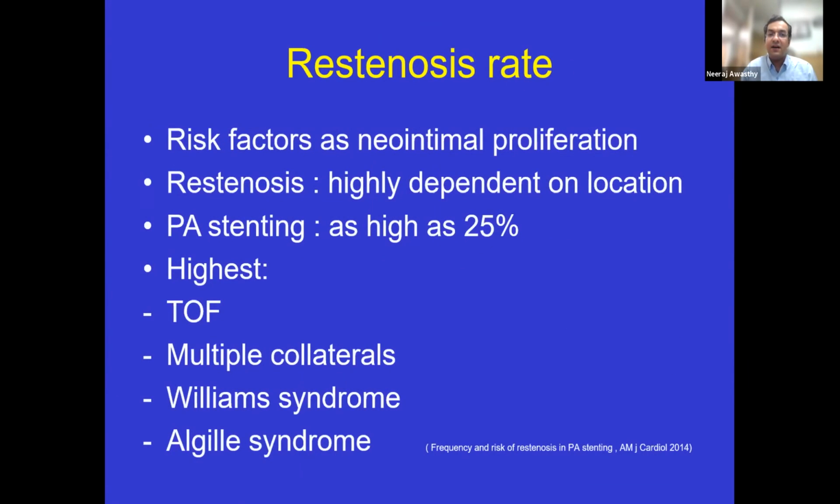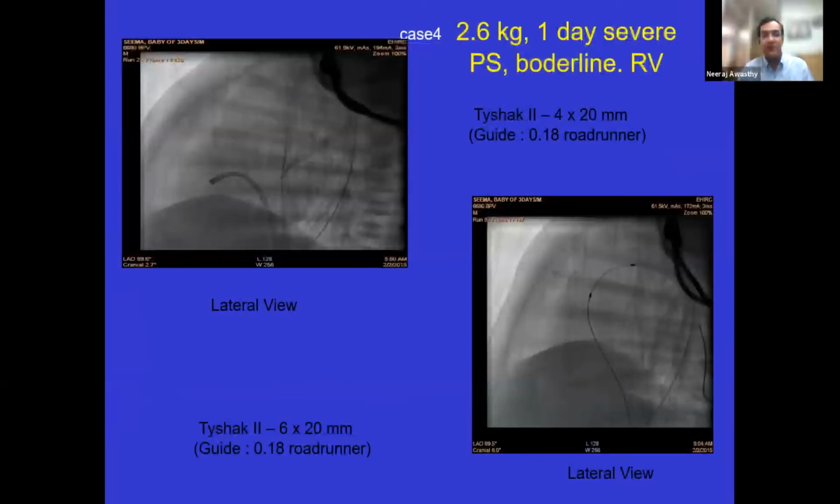Restenosis rate. Well, restenosis in larger stents is pretty rare, but it is now common with so many patients undergoing stent implantations. It is highly dependent on the location, and is particularly high in pulmonary artery stenting, to the tune of 25%. High rates are seen in subsets such as tetralogies with unifocalizations done in multiple collaterals, in Williams syndrome or Alagille syndrome. Just to look at restenosis, this was a case of severe pulmonary stenosis.